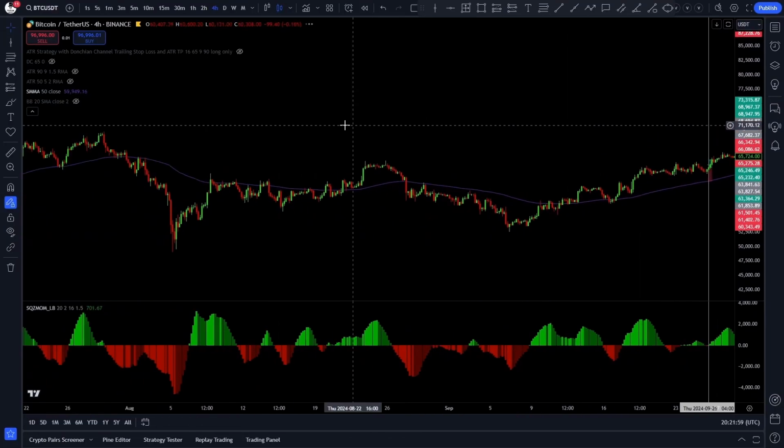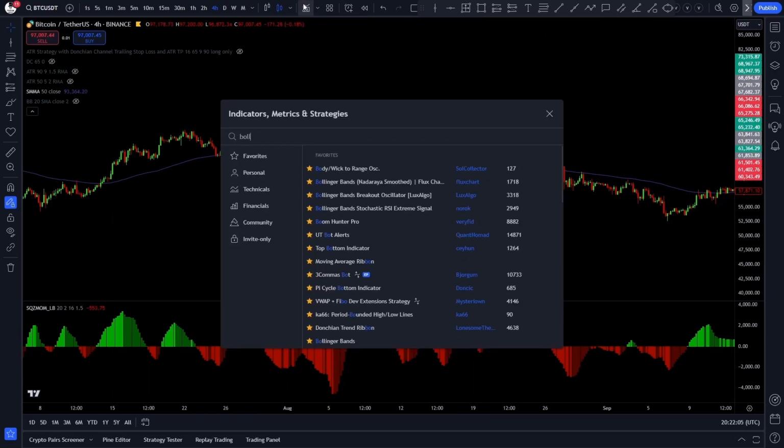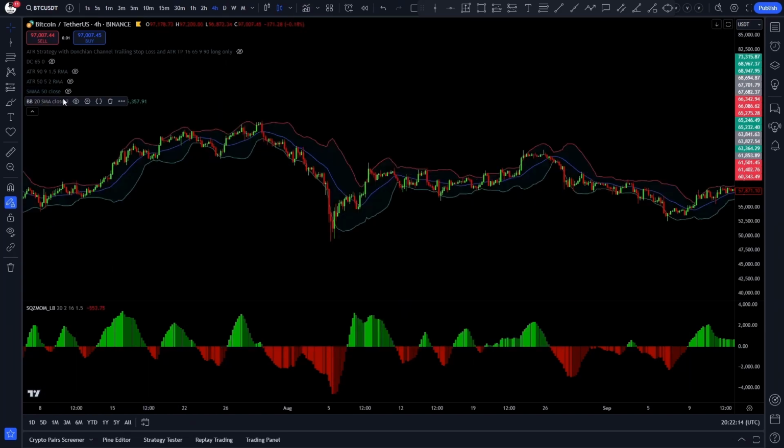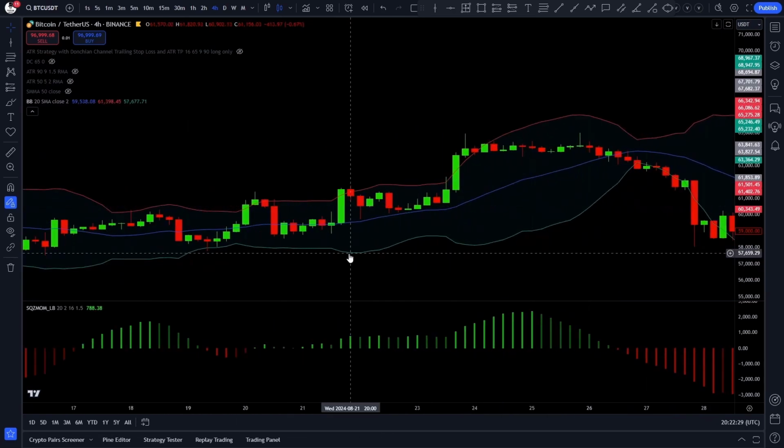Now the final stop loss is the Bollinger Bands based stop loss. For that, open up again the Indicators tab, type in Bollinger Bands, and add the built-in one, this one. Now the Bollinger Bands will look something like this. It has a baseline which is just a simple moving average, and a line above and below. Now I think you can guess at this point how we will use it.